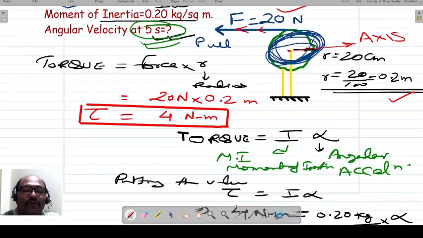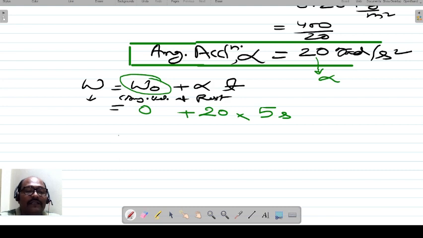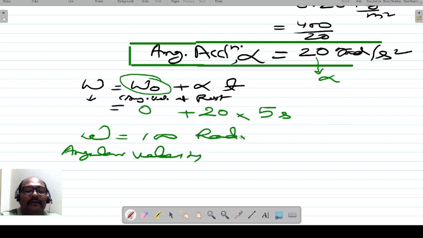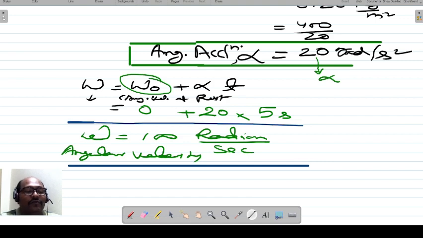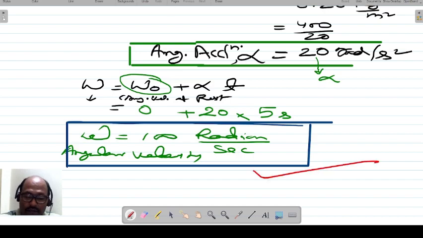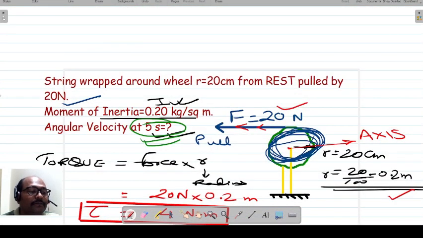So now we get omega, the angular velocity, equal to 100 radian per second. Hope you got the concept behind this, students, and how to solve such questions going forward. So omega equal to 100 radian per second is the value we calculated. We'll write it out here: omega equal to 100 radian per second is our answer.